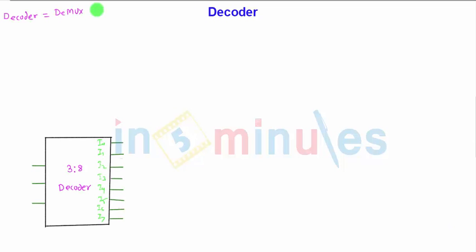So let us start with the decoder. Basically, a decoder is nothing but a demux without the data input pin. So again the same rule we followed here. The decoder can be represented as an n to 2 raised to n line decoder. Let us say, for example, if n is equal to 2, it will be 2 to 2 raised to 2, that is nothing but a 2 to 4 line decoder. Input lines to output lines, this is how you read it. So there will be 2 input lines and 4 output lines.